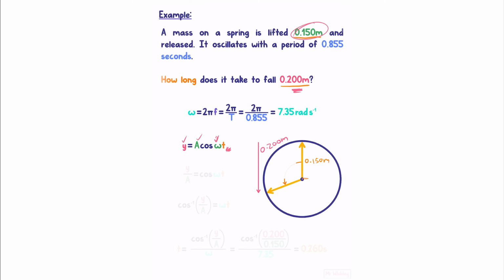Knowing this, we can now solve for time. Our first step is to divide both sides by the amplitude, take the inverse cosine of both sides, and then divide both sides by omega. Putting our numbers in gives us 0.260 seconds.